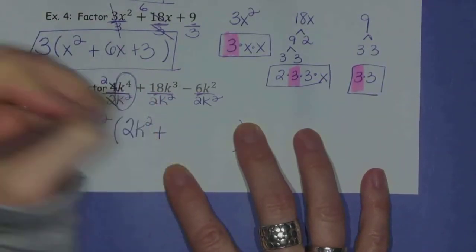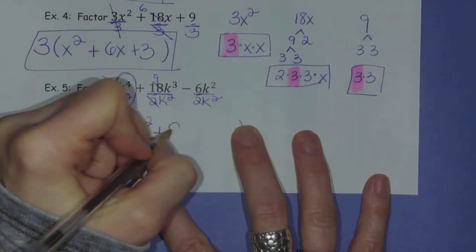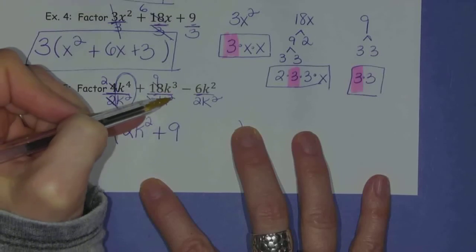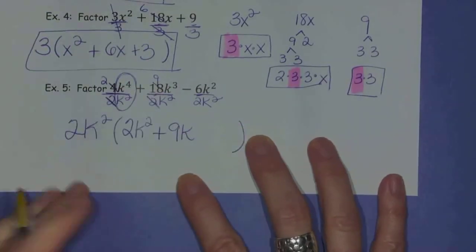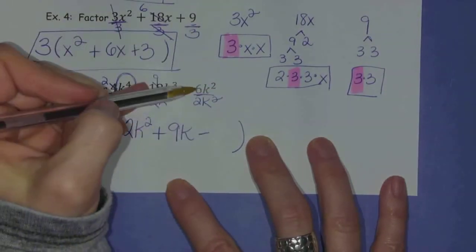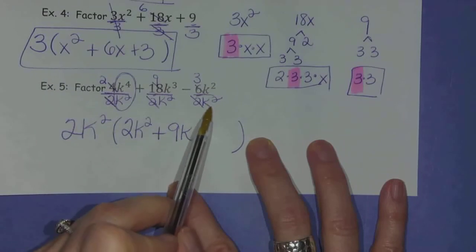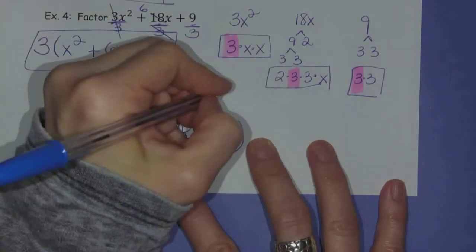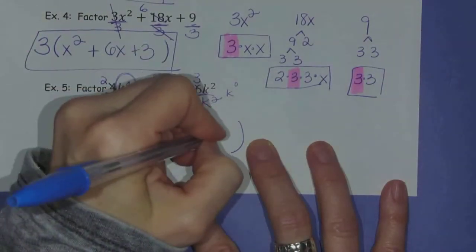Plus 18 divided by 2. 2 goes into 18 9 times, so 9. K to the 3rd divided by k to the 2nd. 3 minus 2 is 1, so k to the 1st. And then last but not least, 6 divided by 2 is 3. K squared over k squared, well, 2 minus 2 is 0. K to the 0 is 1. So 3 times 1 is just 3.